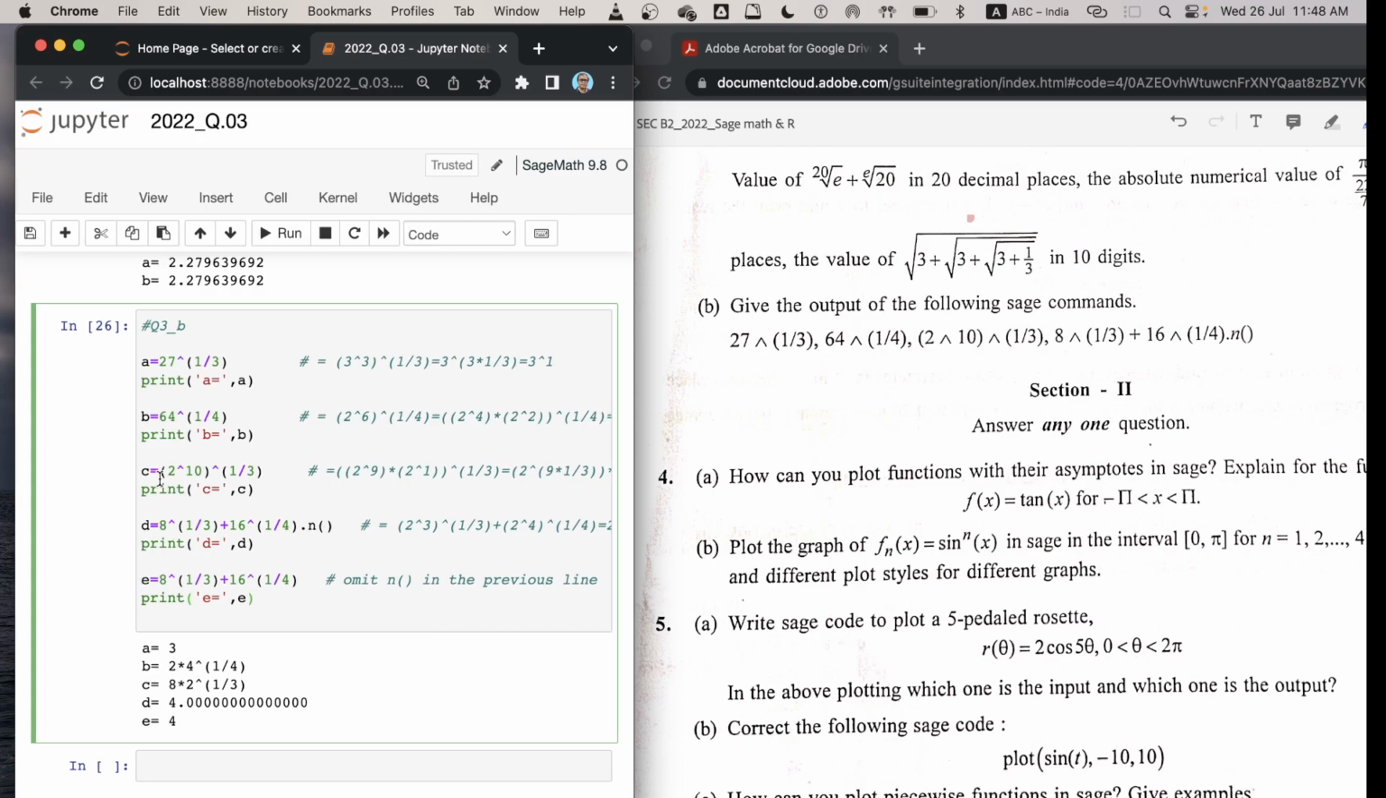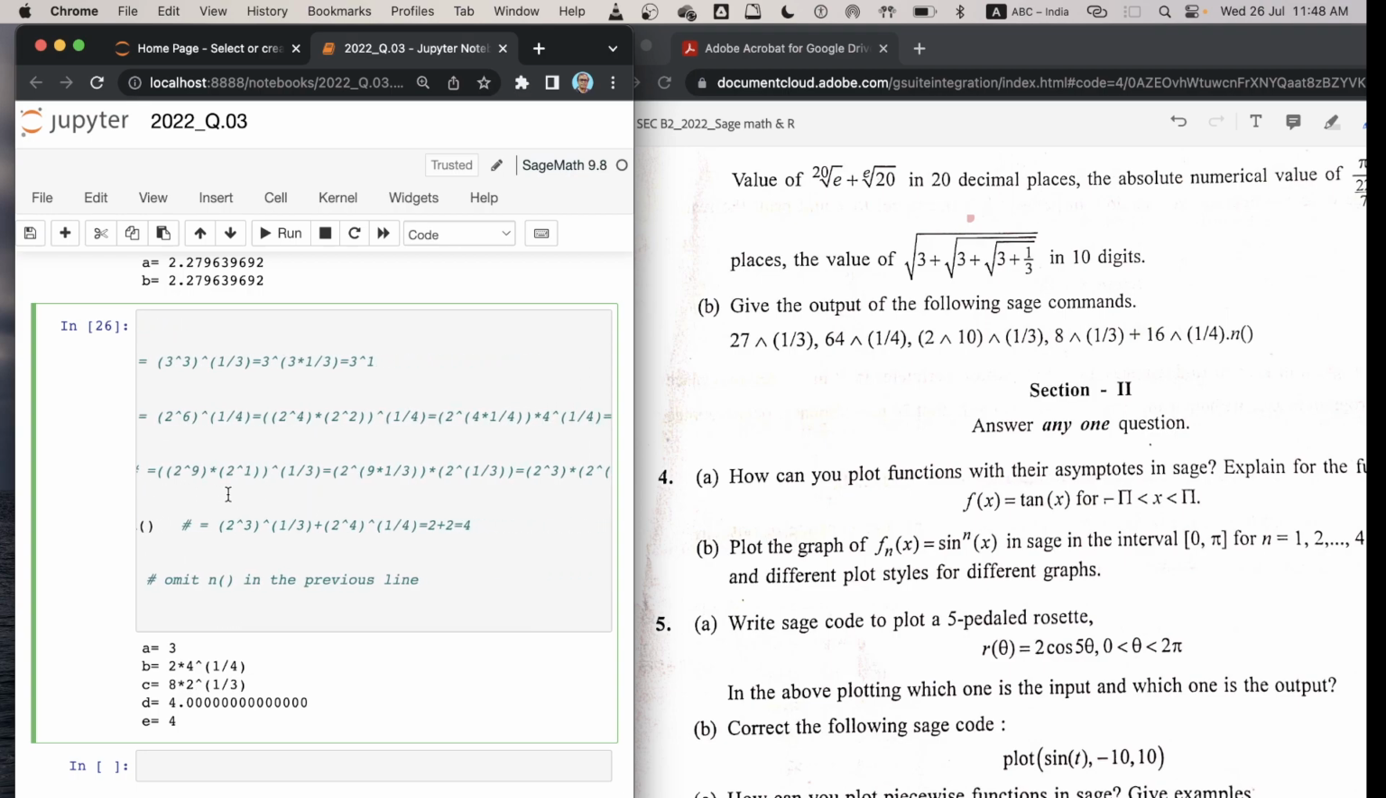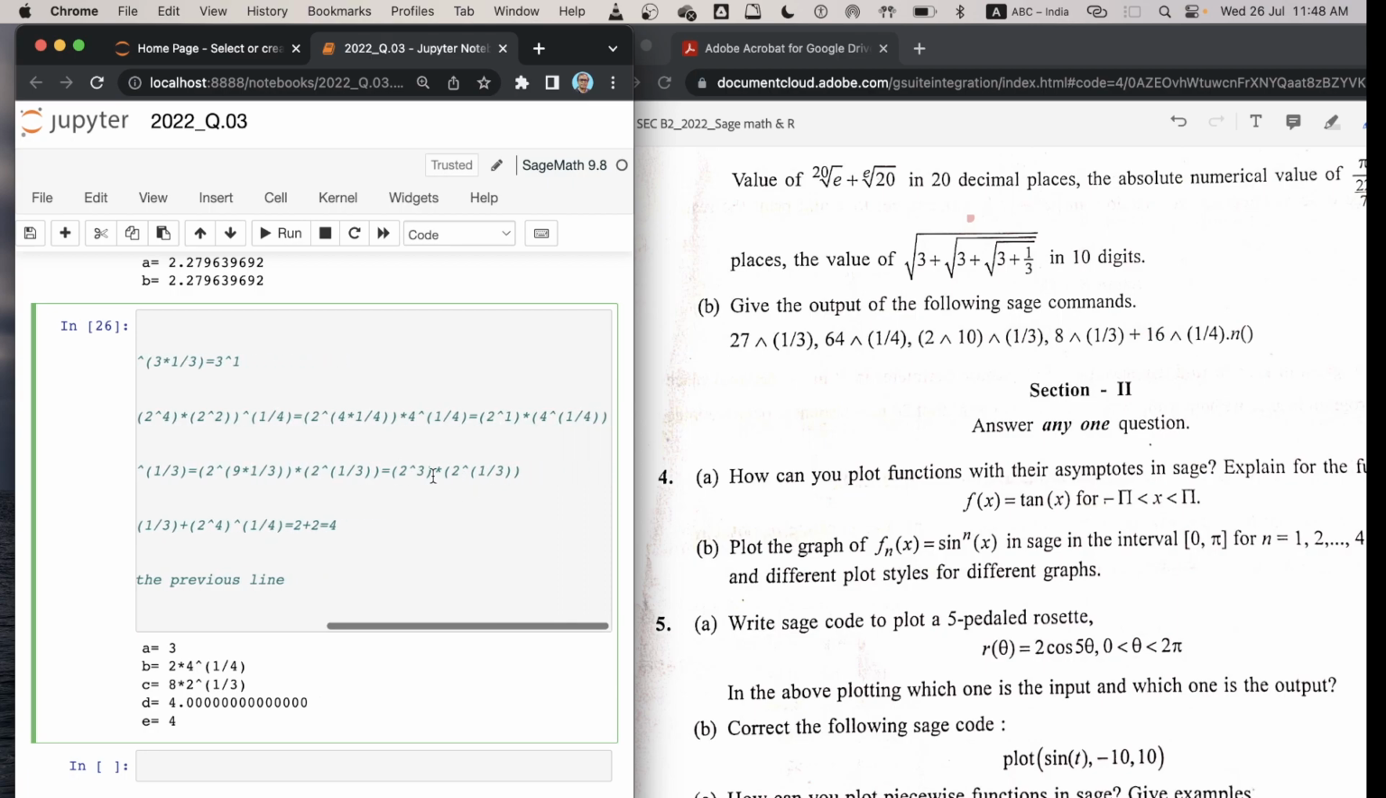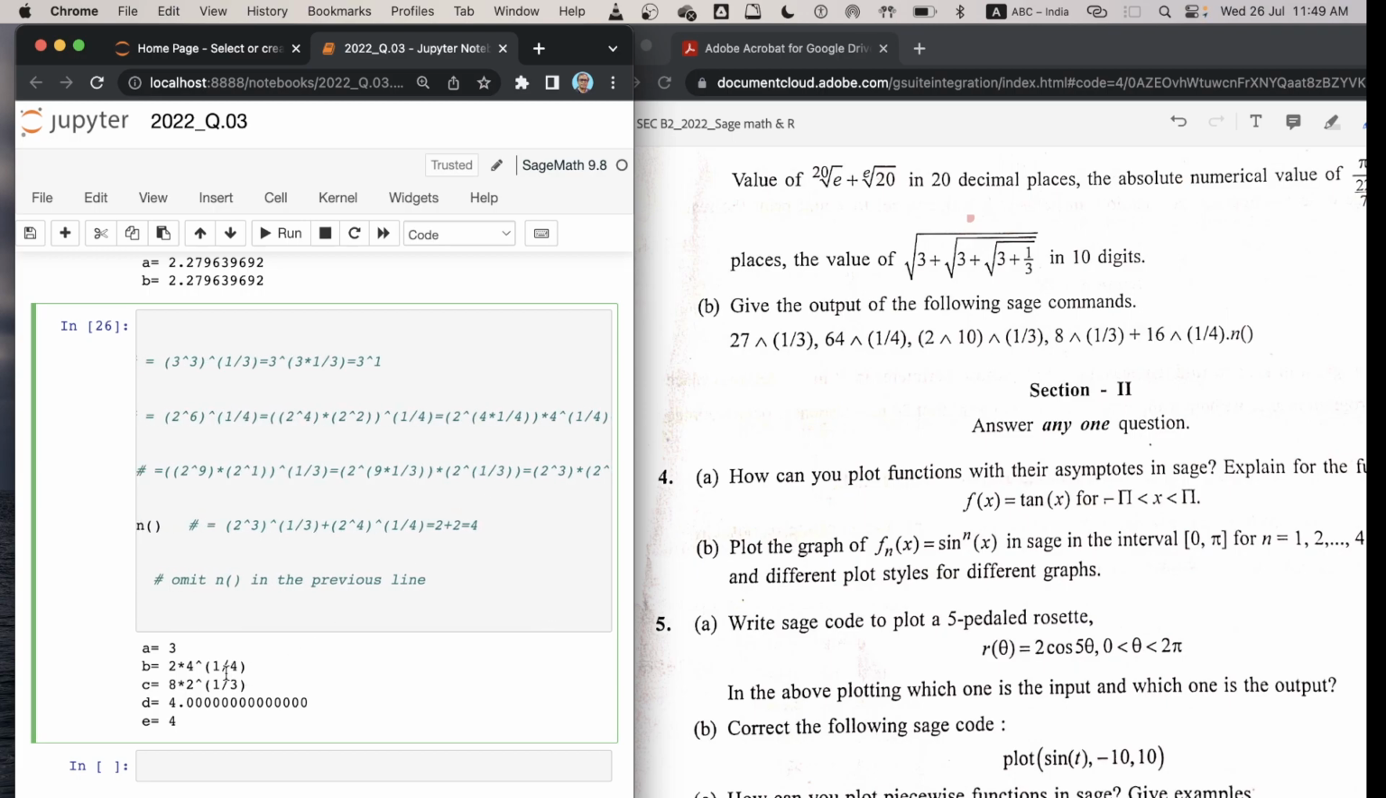Next, third part, 2 to the power 10 to the power 1 by 3. The correct answer for C is 8 into 2 to the power 1 by 3. And the explanation: 2 to the power 10 we can write as 2 to the power 9 star 2 to the power 1, whole to the power 1 by 3, and 2 to the power 9 into 1 by 3 into 2 to the power 1 by 3. So 2 to the power 3 into 2 to the power 1 by 3. 2 to the power 3 is 8. So 8 into 2 to the power 1 by 3.